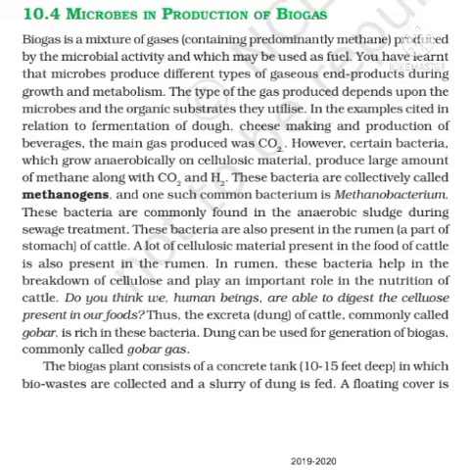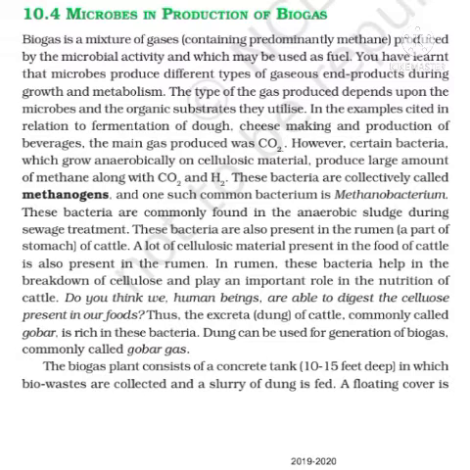These bacteria are also present in rumen, a part of stomach of cattle. A lot of cellulosic material present in the food of cattle is also present in rumen. In rumen, these bacteria help in breakdown of cellulose and play an important role in nutrition of cattle. Do you think we human beings are able to digest the cellulose present in our foods? No. Thus, the excreta dung of cattle, commonly called gobar, is rich in these bacteria. Dung can be used for generation of biogas, commonly called gobar gas.